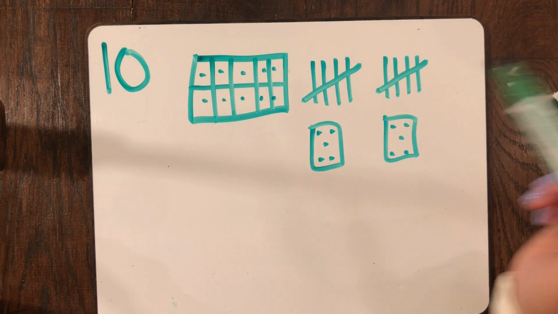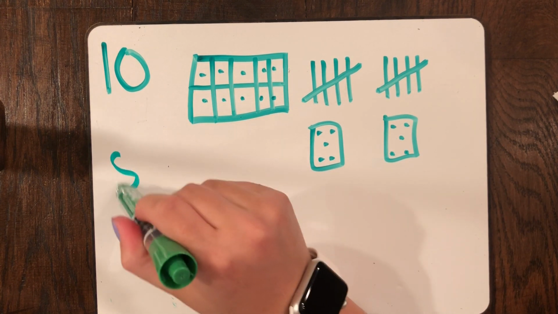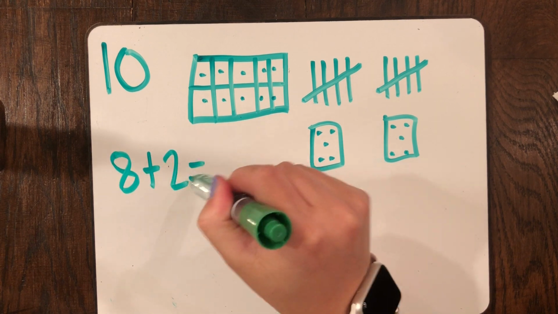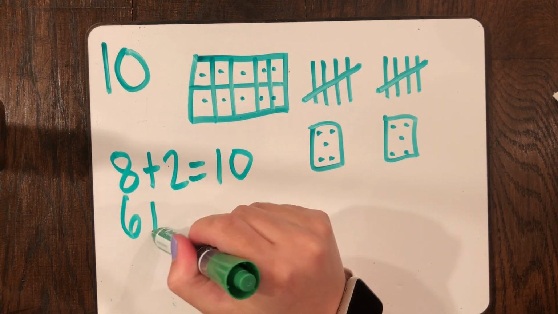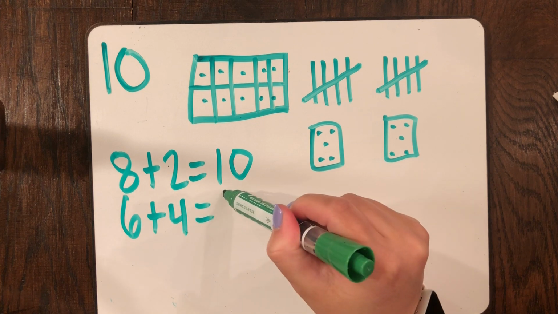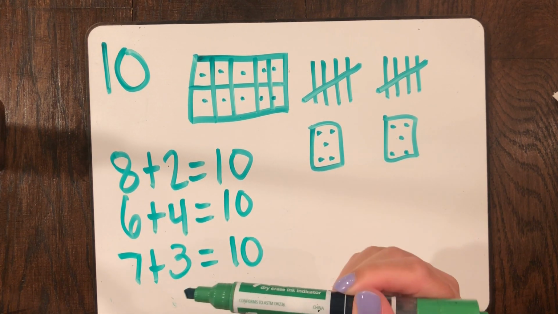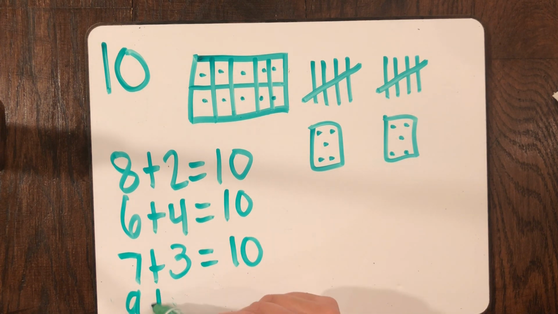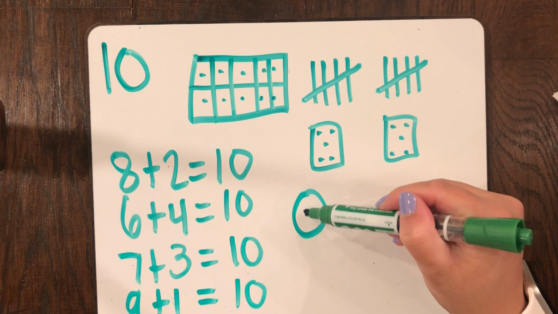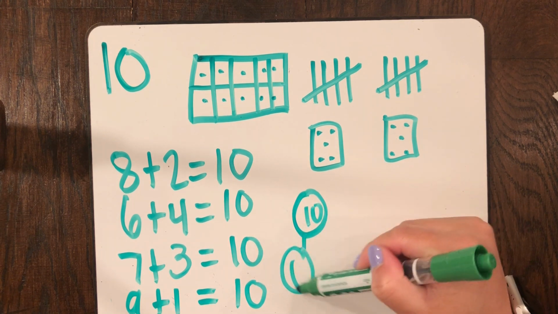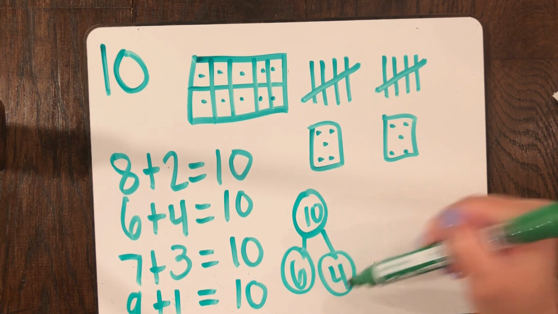Did anyone do number sentences? Good, I hear 8 and 2, 6 and 4, 7 and 3, 9 and 1. Good. What about a number bond? That's my number bond, 6 and 4.